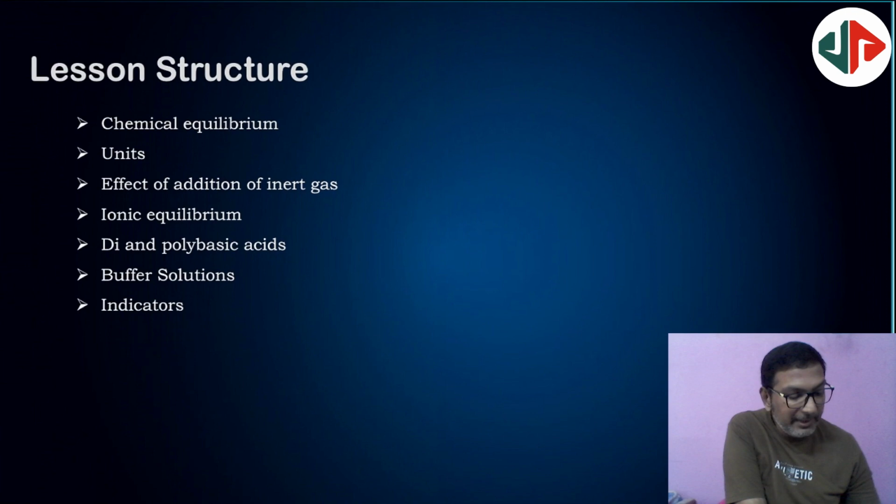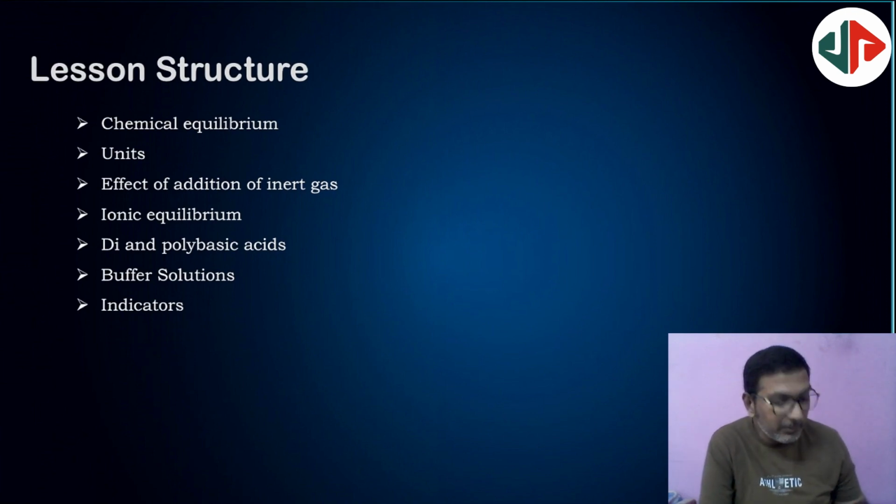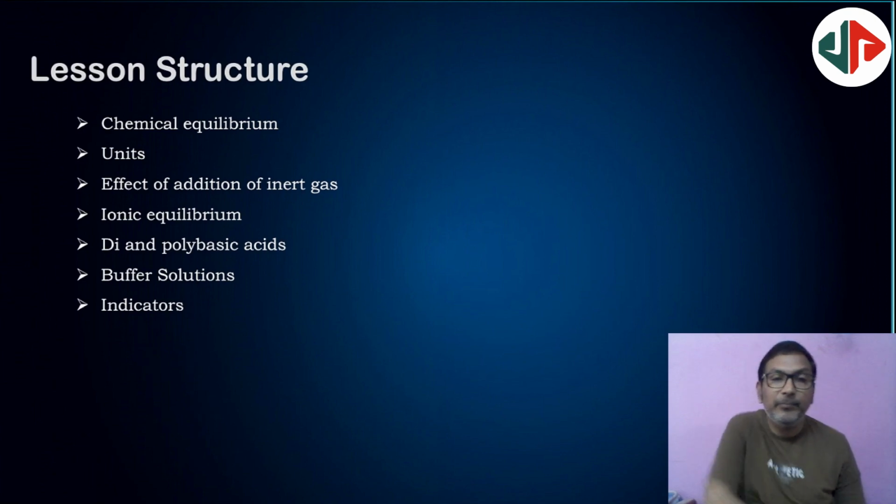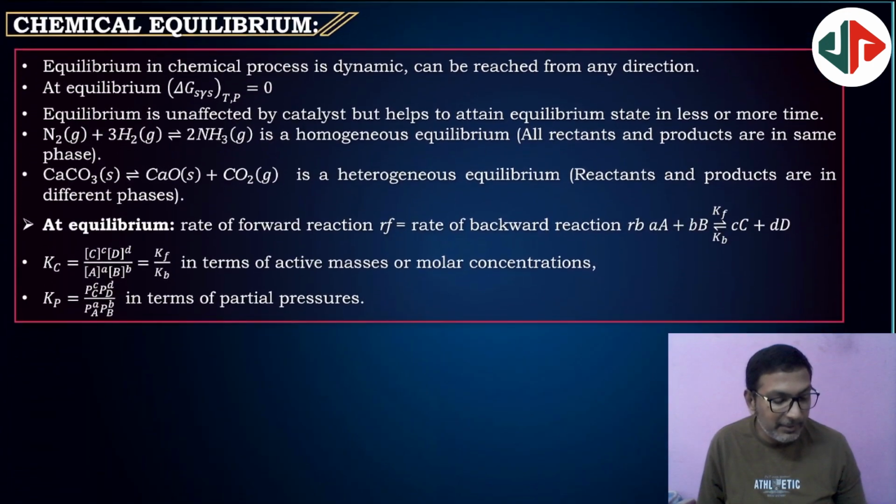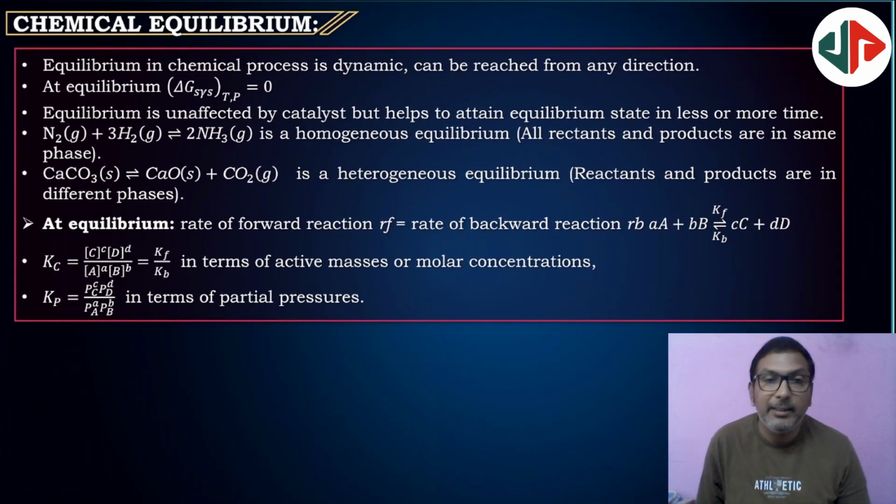So first, chemical equilibrium. What is the meaning of chemical equilibrium? Next, units: equilibrium constant units. Next, effect of addition of inert gas. Next, ionic equilibrium, di and polybasic acids, buffer solutions, and lastly indicators. These are the main topics of equilibrium. So the first topic is chemical equilibrium.